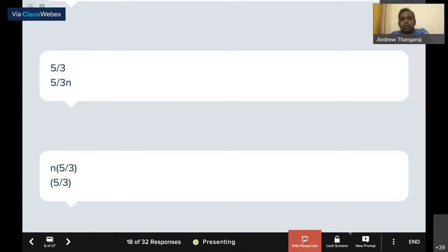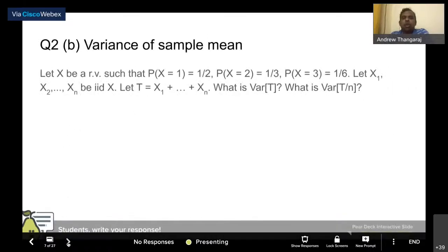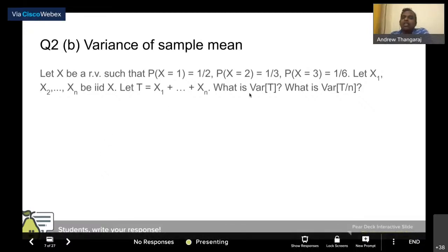So this is just the sum, right? T was just the sum. It was not divided by n by itself. Keep that in mind. So the expected value of T will be n times 5 by 3, and the expected value of T by n will be 5 by 3 itself. I'll show you the solution in a little while. Let's do a small variation on this. Same question, same distribution, different question. What is the variance of T and what's the variance of T by n?